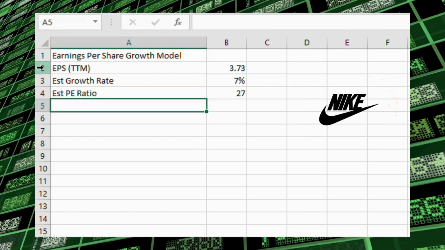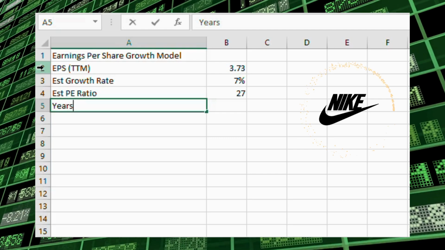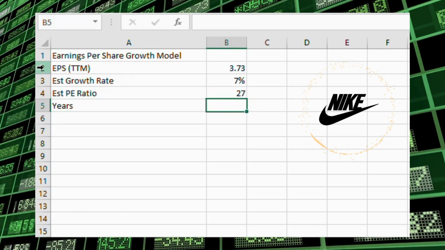Step 5. In A5, label this section as years, representing the projection period. In B5, enter 10 years for a 10-year projection.